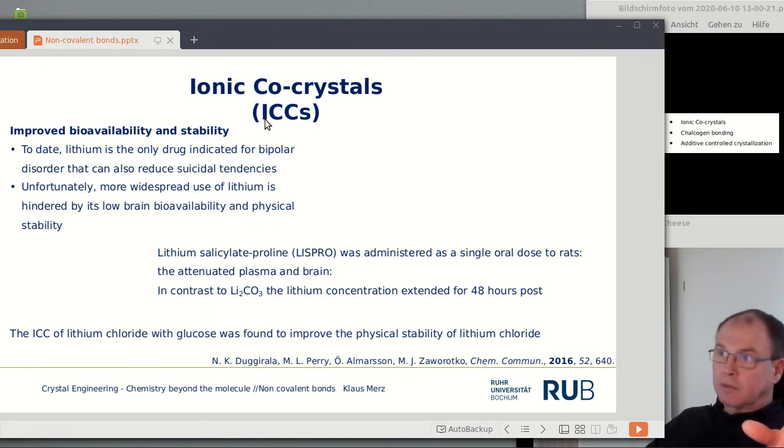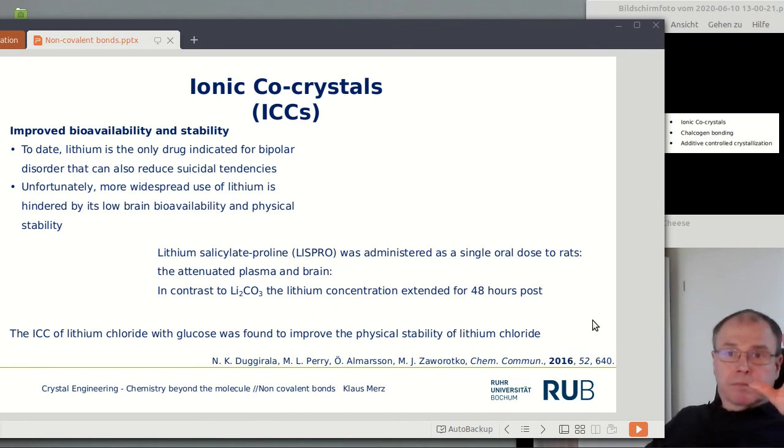Yes, and it's not only limited to this proline ionic co-crystal. For example, the ionic co-crystal of lithium chloride with glucose is also much more stable in comparison to lithium chloride by itself. Okay, this is only a presentation of some ionic co-crystals and their usage in pharmaceutical applications.